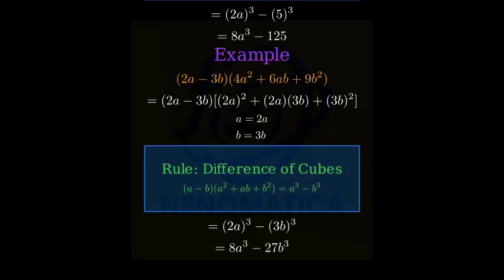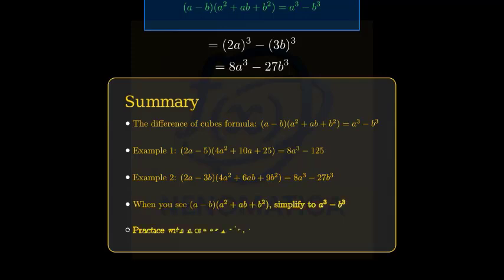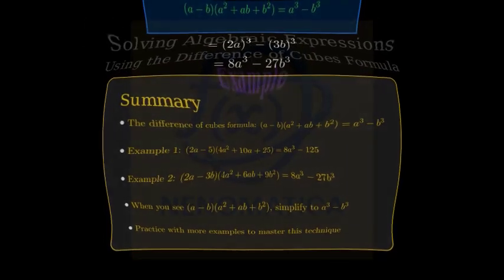The difference of cubes formula is a powerful tool in algebra that allows us to factorize expressions in the form of a³ - b³. In our examples, we've seen how to apply this formula to expressions that are already factored to find the simplified form. Remember, whenever you see an expression in the form (a - b)(a² + ab + b²), you can simplify it to a³ - b³. Thank you for watching this tutorial.